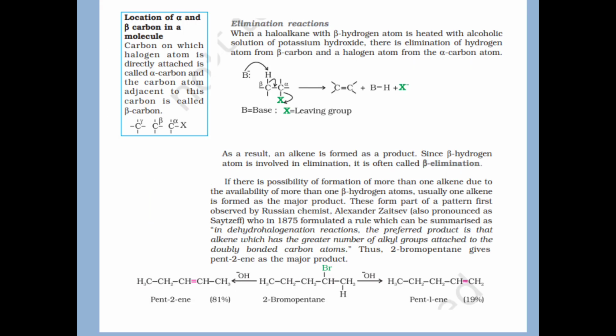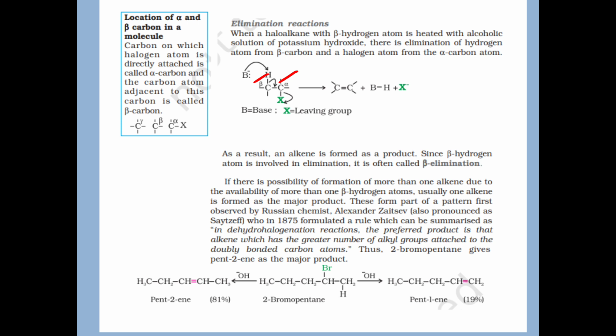The location of the alpha and beta carbon. For a halogen compound, this carbon is the alpha carbon, and the adjacent carbon is the beta carbon, and the attached hydrogen is the beta hydrogen, and the reaction will be called the beta hydrogen elimination reaction.